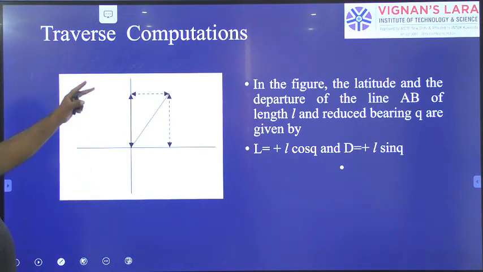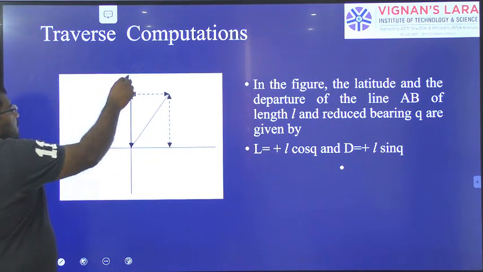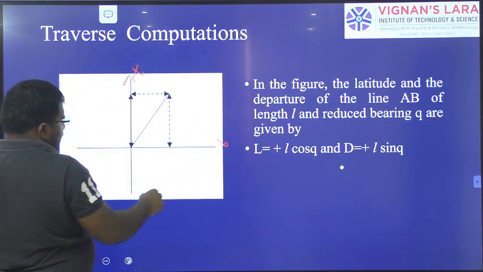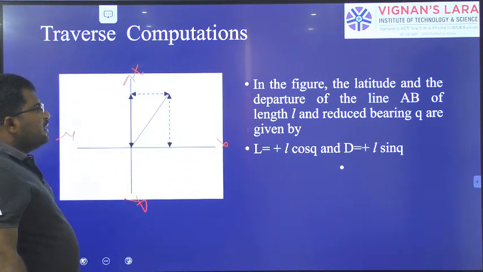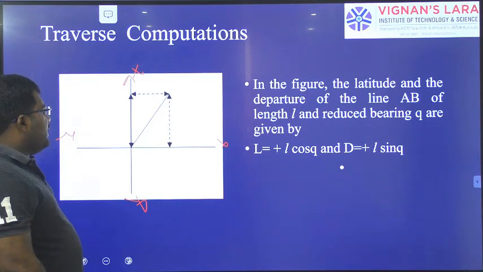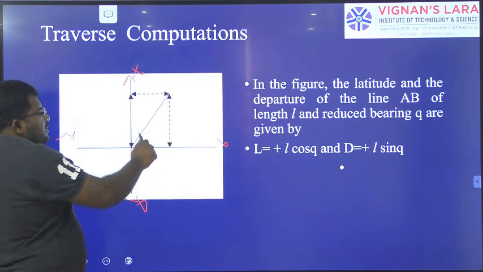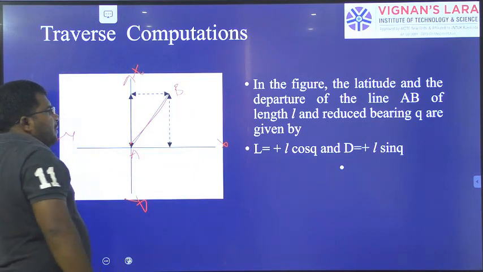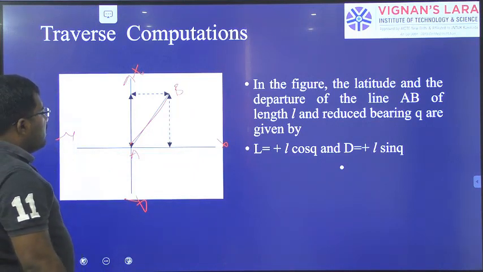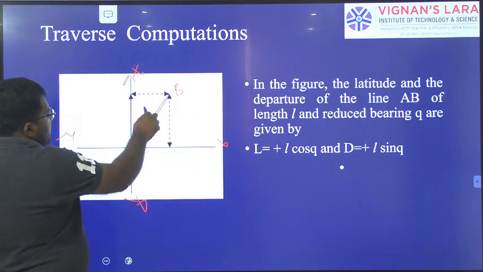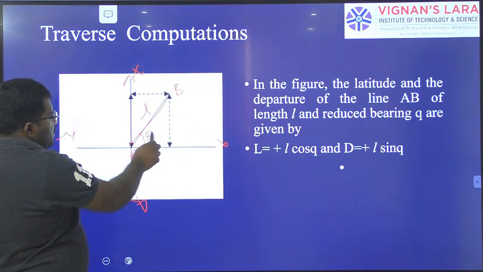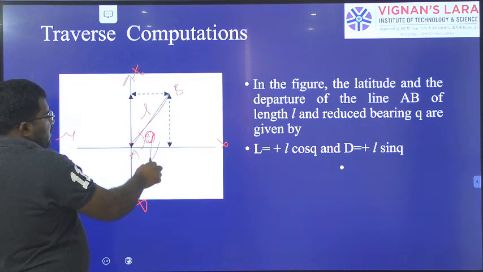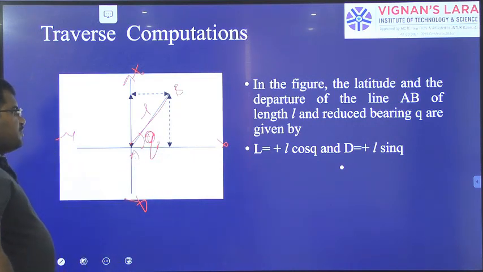So in this figure, this is the x direction, y. This is minus x, this is minus y. So here, the latitude and the departure of line AB. Suppose this is line AB. If you are measuring the distance, this is the length L, and this is theta. Sorry, where he took it, there he took the Q, sine Q.